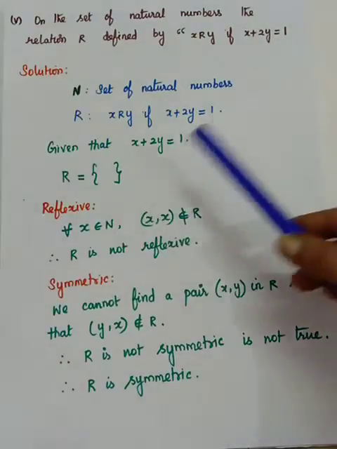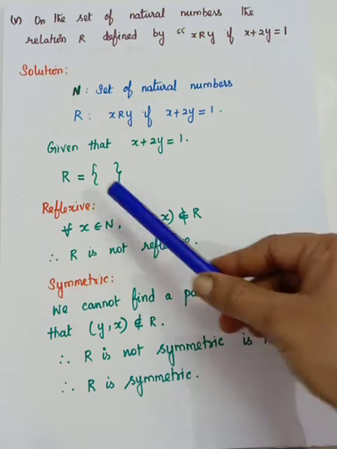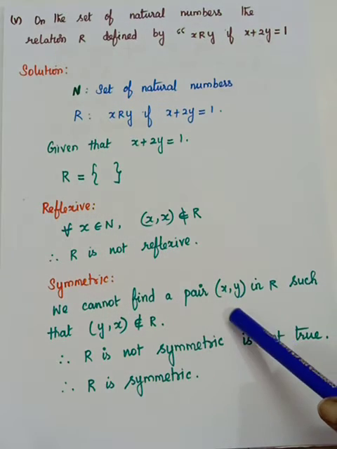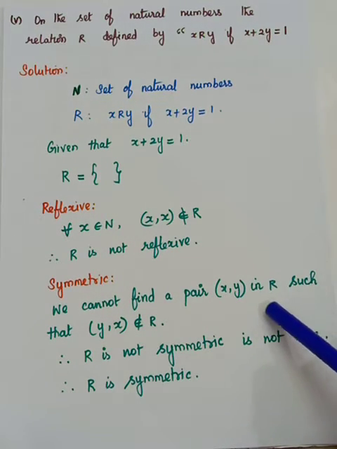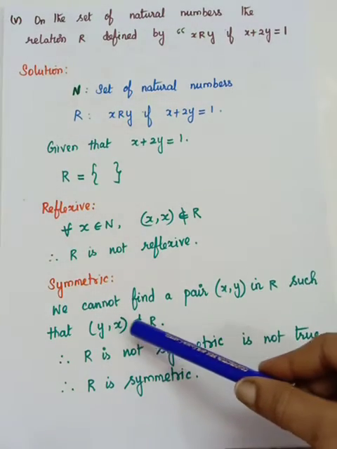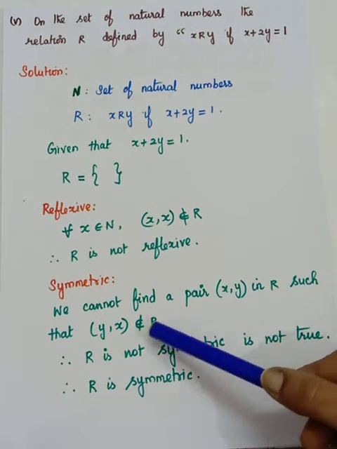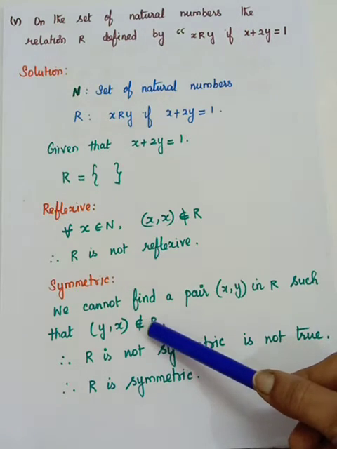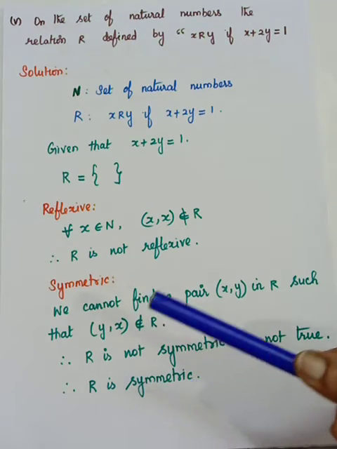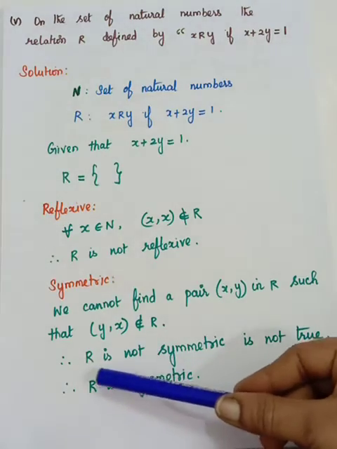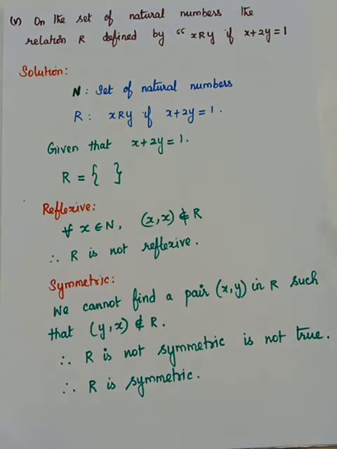You see that here R is an empty set. So we can't find a pair x comma y in R such that y comma x does not belong to R. Okay, so we can't prove it like this. So we can't say R is not symmetric. So R is not symmetric is not true. So that's why R is symmetric.